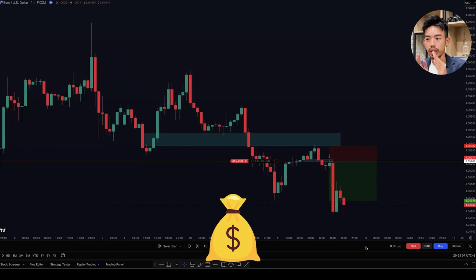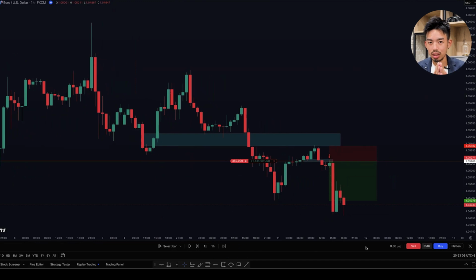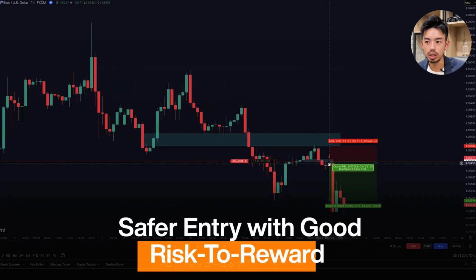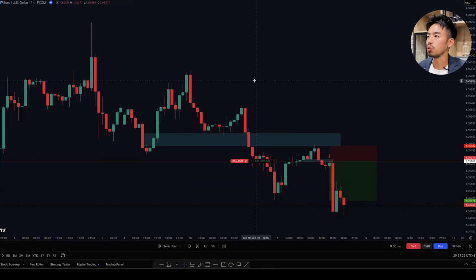Okay, so you can see by using price action, things can get very, very simple, and you can catch the turn very easily, right? You do not need to catch the absolute high here because that comes with a lot of risk. This is a much safer entry with a very good risk to reward. Now let's jump on to another one.